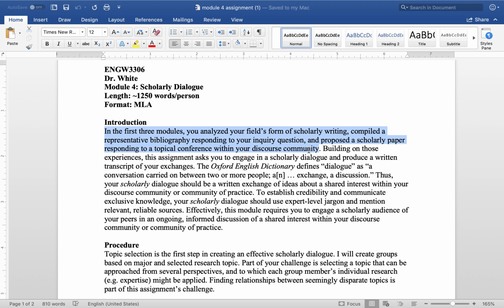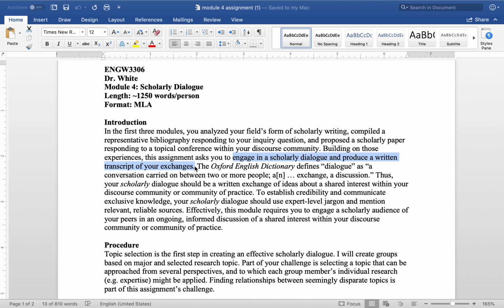So in the first 3 modules, you analyzed your field's form of scholarly writing, you compiled an annotated bibliography, and proposed a scholarly paper responding to a topical conference within the discourse community. So we essentially wrote to a scholarly audience, we gathered information after we assessed the field, and so what are we going to do? From this point on, you are going to engage in a scholarly dialogue and produce a written transcript of your exchanges.